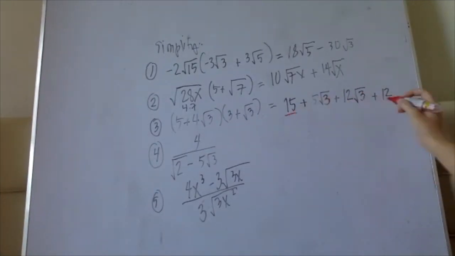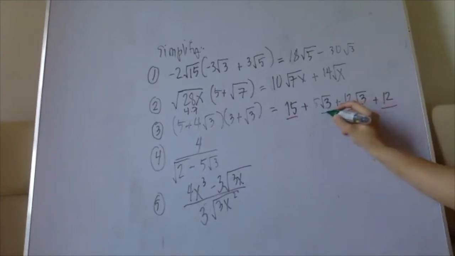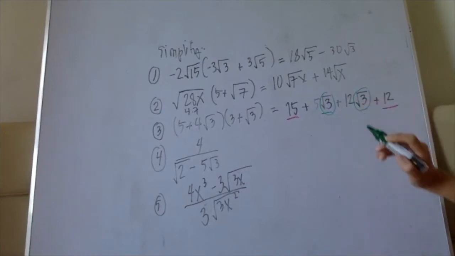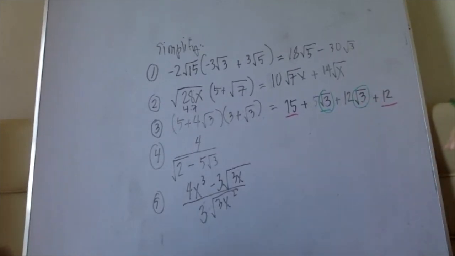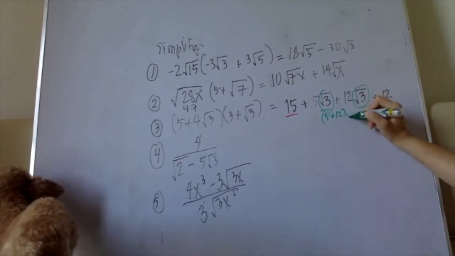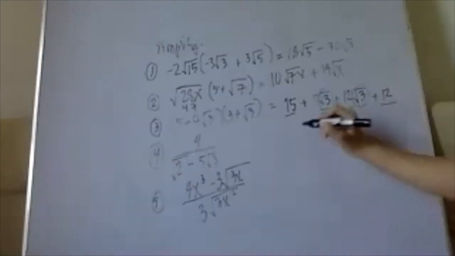May mga like terms tayo, di ba? This one, whole number lang, and etong parehong may square root of 3. Di ba? So, pwede mong i-add yung 5 and 12. Remember sa adding radical expressions, this is just equal to 5 plus 12 times square root of 3. Okay? So, 15 plus 12, that's equal to 27.